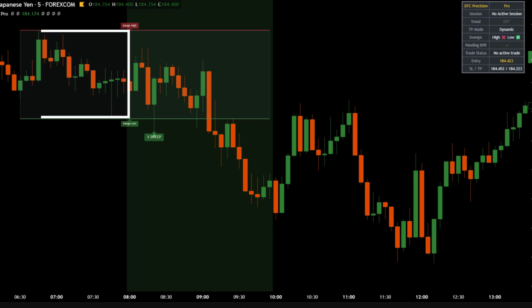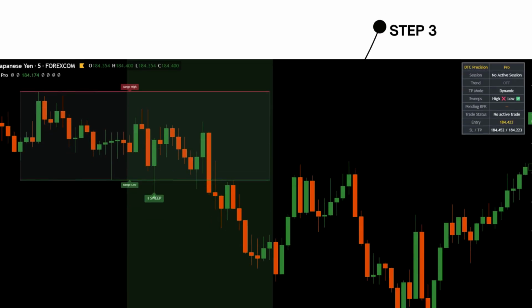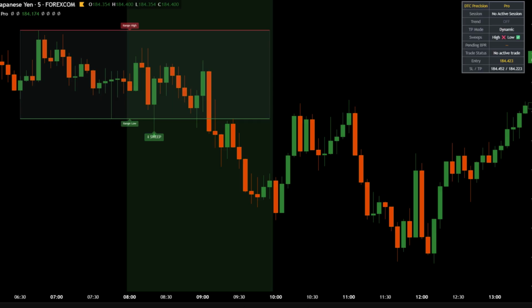These levels represent where liquidity is sitting. Stop losses and pending orders from retail traders tend to cluster at these obvious highs and lows. Step 2. During the session, the indicator watches for a liquidity sweep. That's when price breaks above the range high or below the range low. When that happens, you see a sweep label appear on the chart.